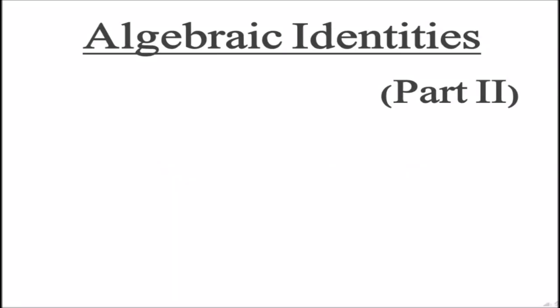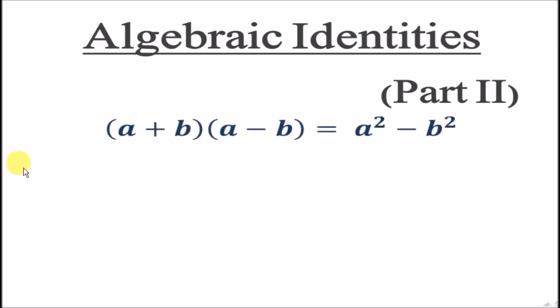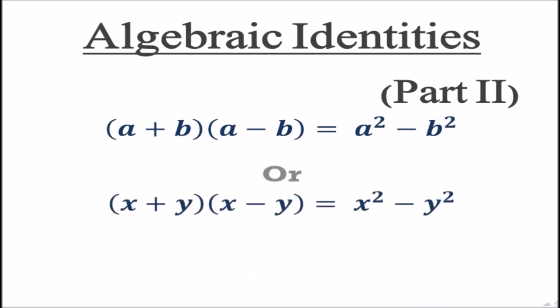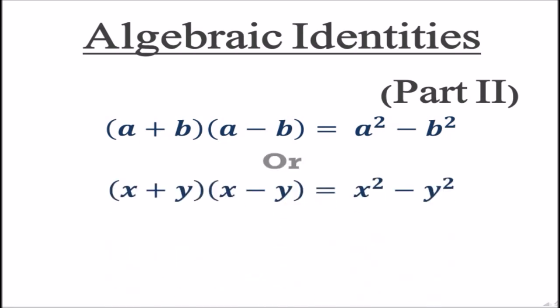Hello dear students, today we are going to continue with our series Algebraic Identities. In this part, the identity that we are going to learn about is (a plus b) into (a minus b) equals a square minus b square. Sometimes you might have seen the same identity with the notation (x plus y) into (x minus y) equals x square minus y square.